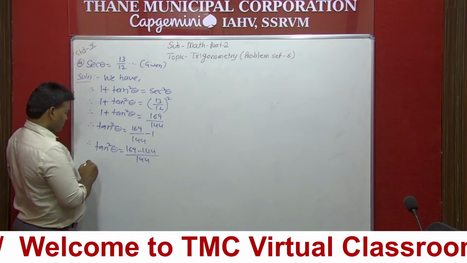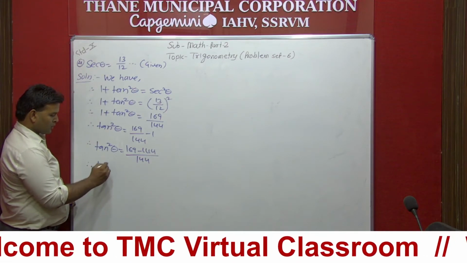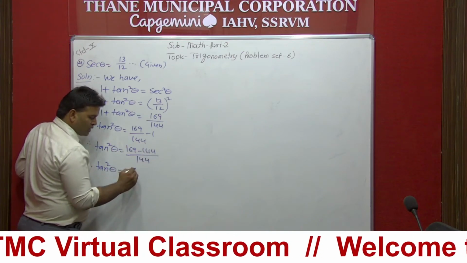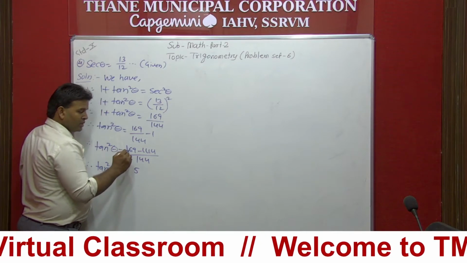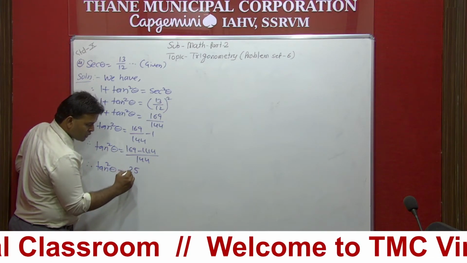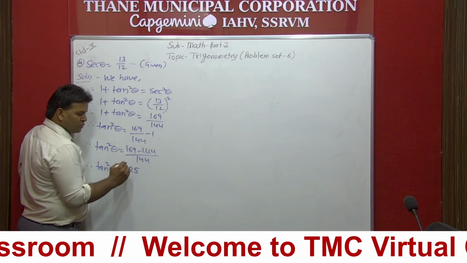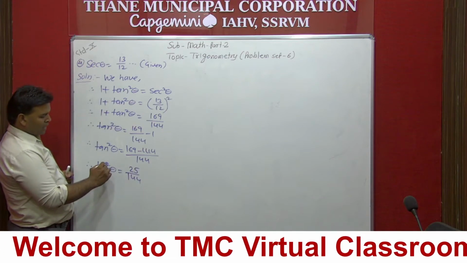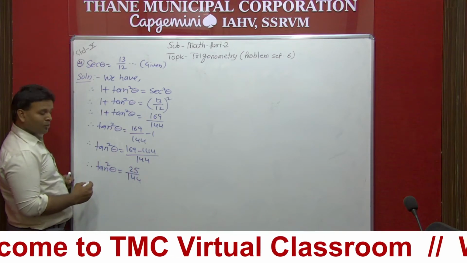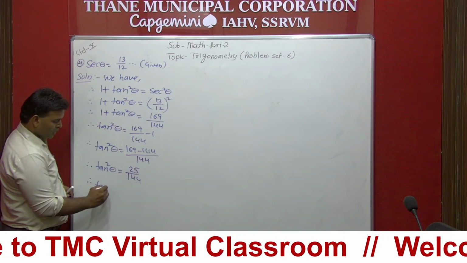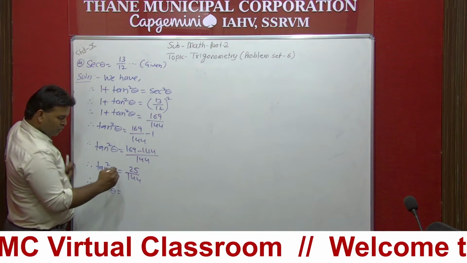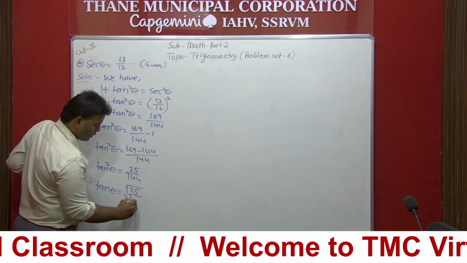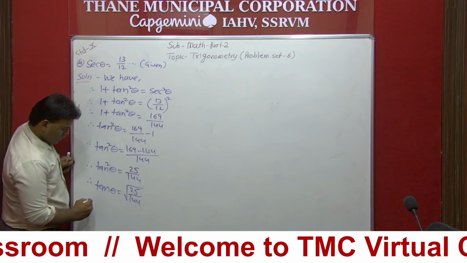So what happened here? Tan square theta is equal to, now see, 9 minus 4 is 5, 6 minus 4 is 2, 1 minus 1 is 0, upon 144. So this square will go to this side and form a square root. So what happened here? Tan theta is equal to square root of 25 upon 144. The last step is here.